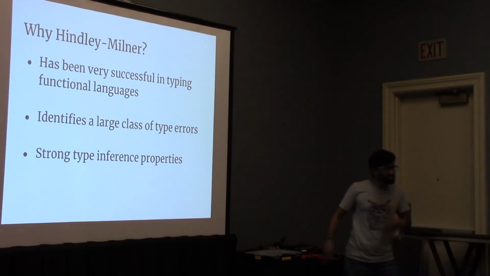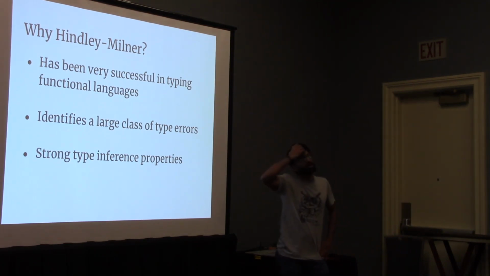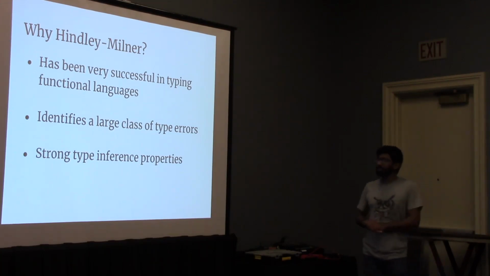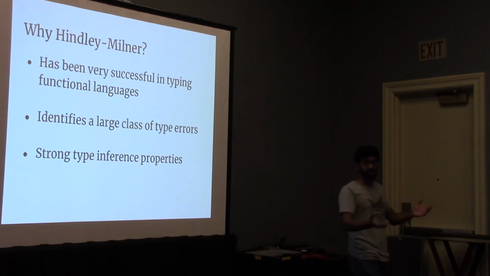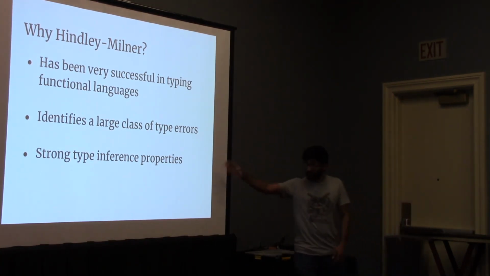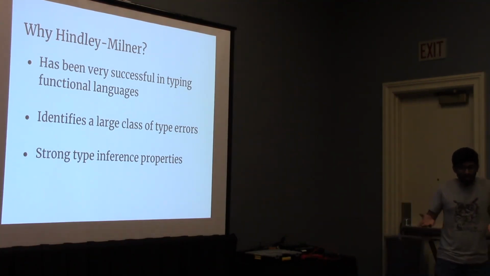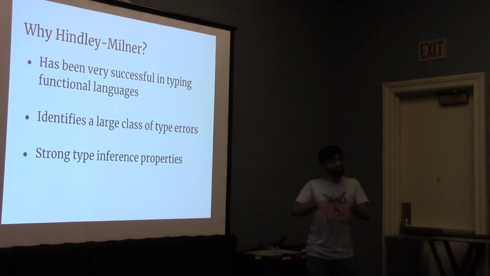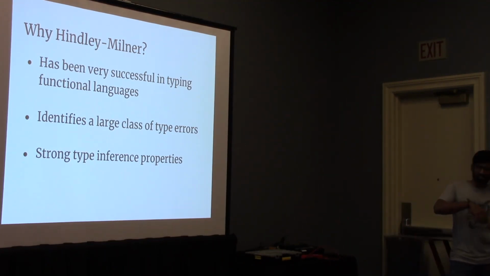But why Hindley-Milner? What is Hindley-Milner even, right? It's a very successful type system. It's been applied to many functional languages: Haskell, ML, OCaml, you name it. It has a really strong type system, which means it identifies a large class of type errors, and it has really strong type inference properties. This is particularly nice for Erlang because you don't have type annotations by default, unless you add them. So it's nice to be able to infer all these types and free the programmer from having to add excessive annotations like Java or C++ or whatever, right?